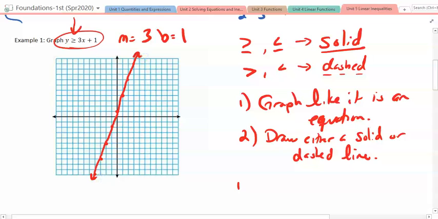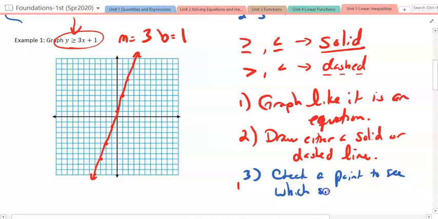Now, here comes the next step. Where does the shading go? So what I'm going to do is I'm going to pick a point that is on one side of the line or the other. It doesn't matter which side I start with. But what do you think the easiest ordered pair is going to be to choose to plug into this? And so step 3 is to check a point to see which side of the line to shade.